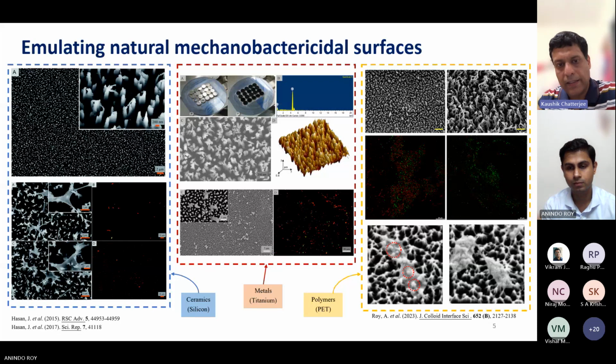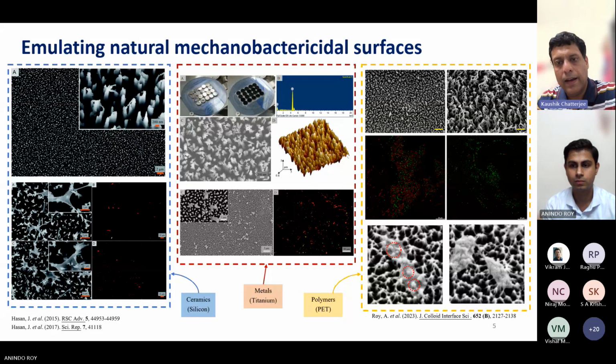So these techniques use reactive ion etching, the ones that are used commercially, or I would say that are used for the semiconductor industry. People are now looking at softer substrates like plastics or even gels. And what you see on the right panel are essentially these structures generated on PET. And again, this is Anindo's PhD work.